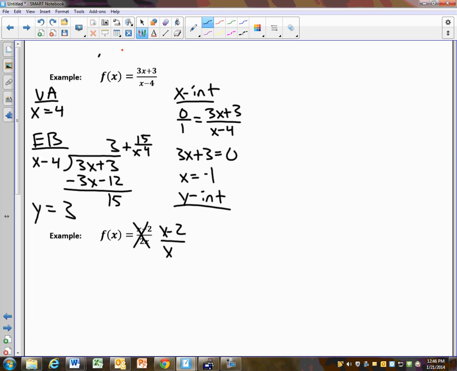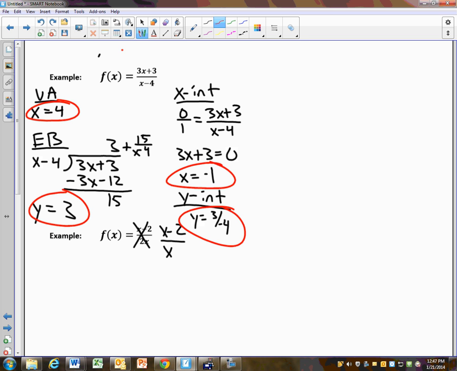How about the y-intercept? How do we find that? Yep, x equals 0. We get 3 over negative 4, or negative 3/4. I plug in 0 for x, so 3 times 0 plus 3, and then 0 minus 4. So, I've got some important stuff here. x equals 4, y equals 3, x equals negative 1, y equals negative 3/4. That's the stuff I'm going to put on my graph. Question?